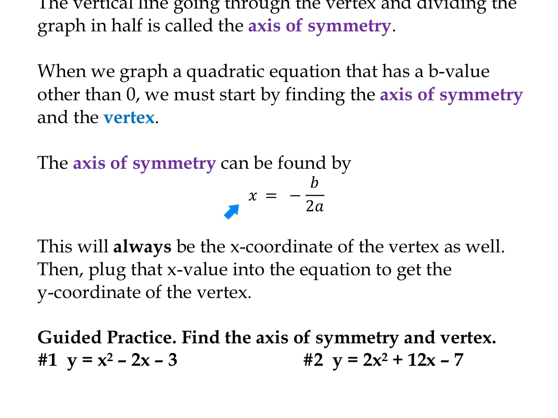This x value will also always be the x-coordinate of the vertex. That's why I said we're going to start with the axis of symmetry, and from there we'll be able to find the vertex. And then from there, we're going to plug in other values to get a table of values and draw our graph. But first, let's start with just how do I find an axis of symmetry? How do I find a vertex? Then we'll see how to draw a whole graph from there.